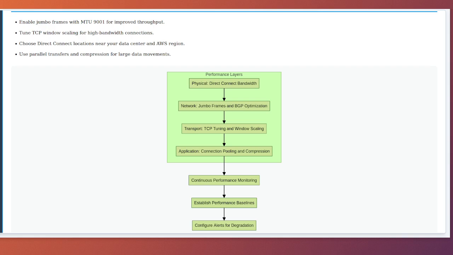When performance issues occur, use tools like traceroute, MTR, and iPerf to diagnose where bottlenecks exist. The issue might be in your on-premises network, the Direct Connect connection itself, within AWS networking, or at the application level. Systematic monitoring and testing help isolate the root cause.